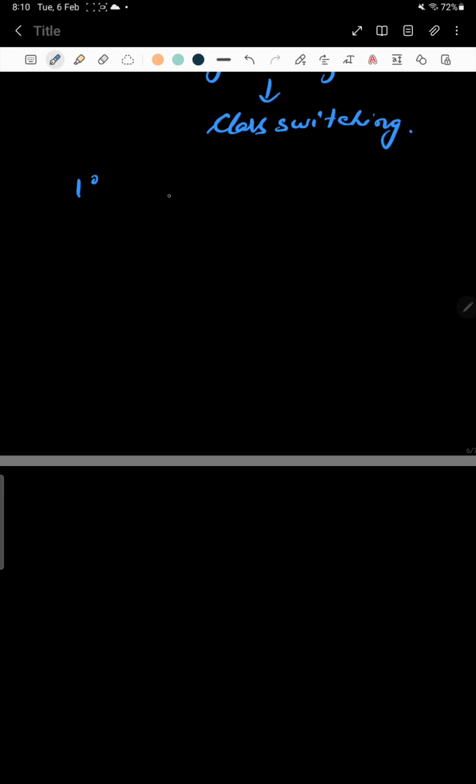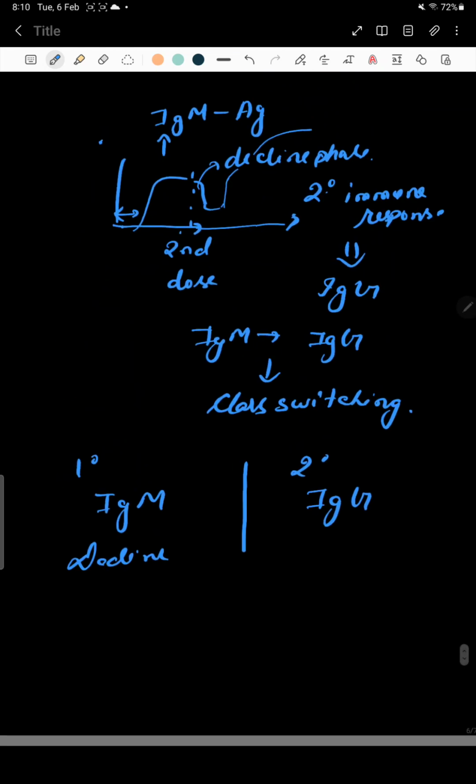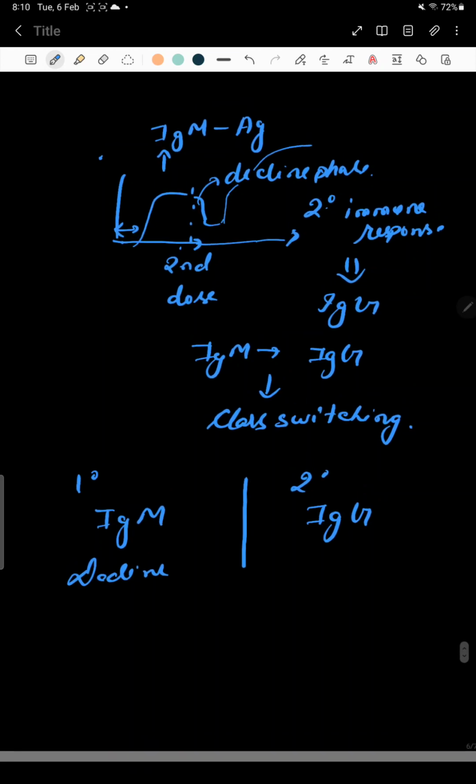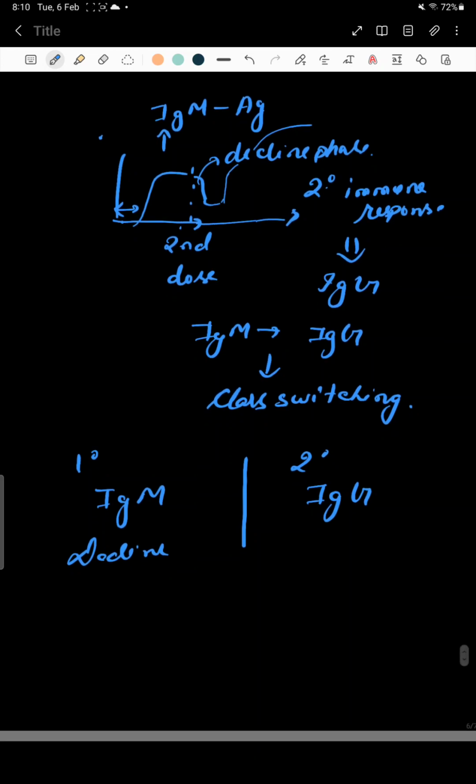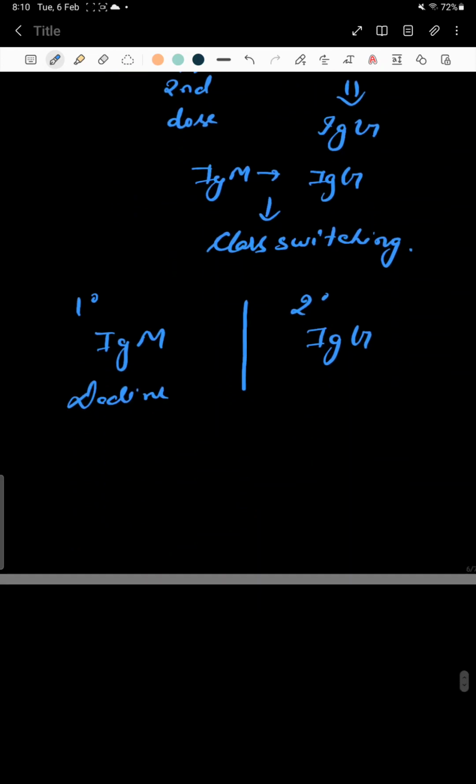Now, primary and secondary: what are the basic differences? The primary is mediated by IgM. The secondary is mediated by IgG. You can see in the secondary immune response there is a decline phase due to the antigen binding with the previously formed antibodies, due to which the remaining antibodies were decreasing. So there is no decline phase in the primary immune response.